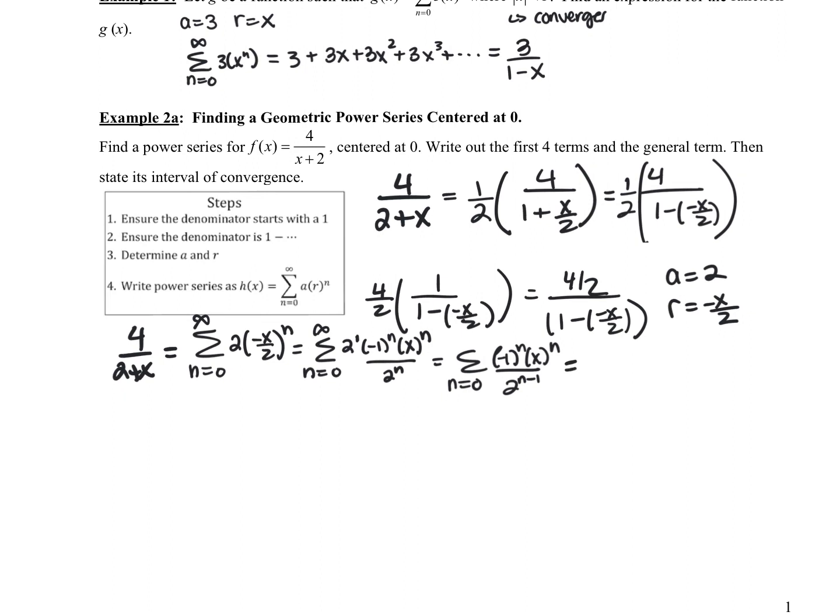I'm actually going to use this version for plugging in the term. So plug in n equals 0, and what do we get? 2. Plug in n equals 1, and we get 2 times negative x over 2 to the 1. Plug in 2, and we get 2 times negative x over 2 to the 2. How many terms am I supposed to write out? How many have I done? 3, so 1 more.